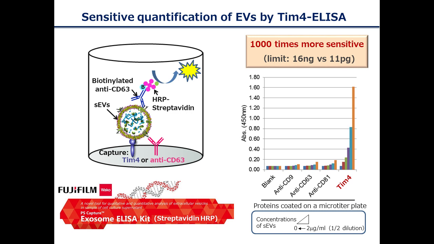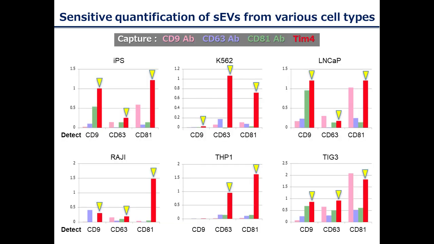This has been available as PS Capture Exosome ELISA kit from Fujifilm Wako. We confirmed that this sensitive quantification of SEVs can be applied to various cell types. Again, TIM4 can capture SEVs much more efficiently than other capturing antibodies.